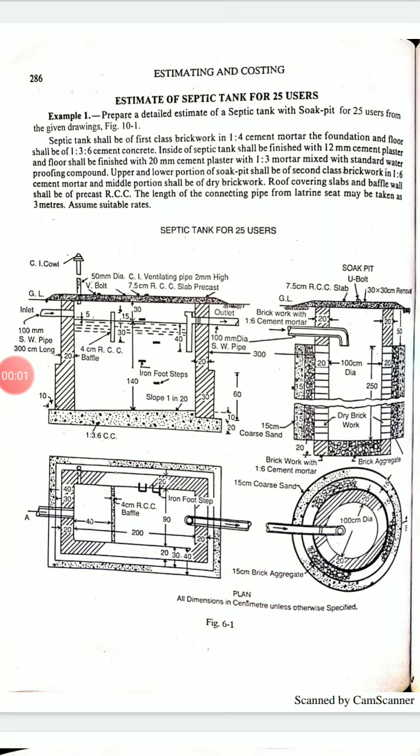Hello everyone. Today I am going to discuss with you the estimate of a septic tank. Before starting the estimation, you should know what is meant by a septic tank and what is meant by a soak pit. A septic tank is an underground chamber generally made of concrete, masonry, stone masonry or brick masonry, plastic or fiberglass.